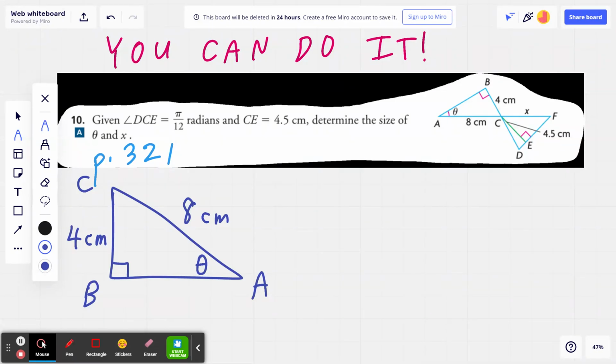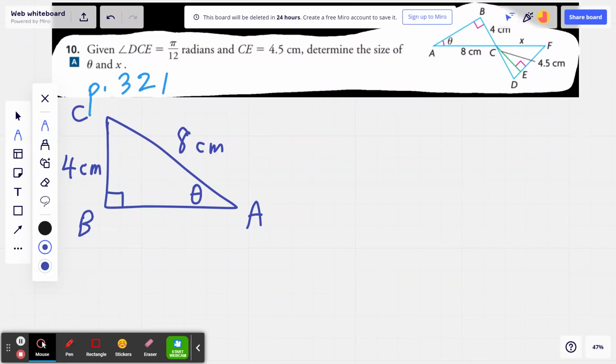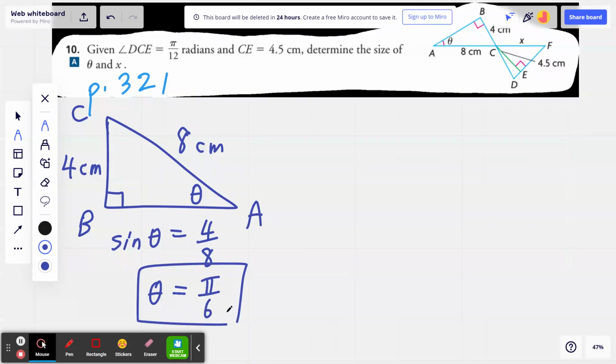So step 1, if I solve for angle theta, what I have to do is think about opposite over hypotenuse. That's going to be sine theta, which is 4 divided by 8. I take the calculator, or I can do mental math in this case, because half is a special ratio, which means sine theta equals half. Theta is going to be exactly pi divided by 6. If you're calculating this with your calculator in degree mode, it might be 30 degrees, but in radian mode, it's going to be pi divided by 6.